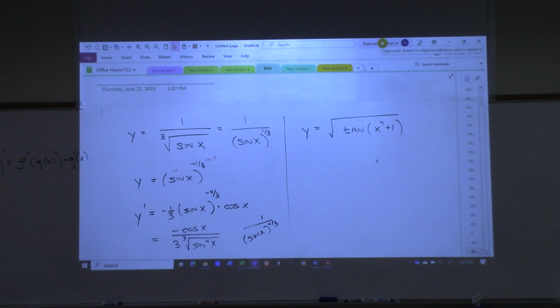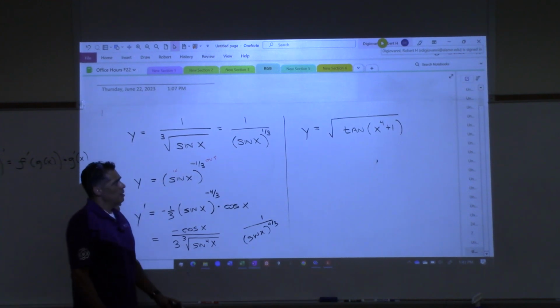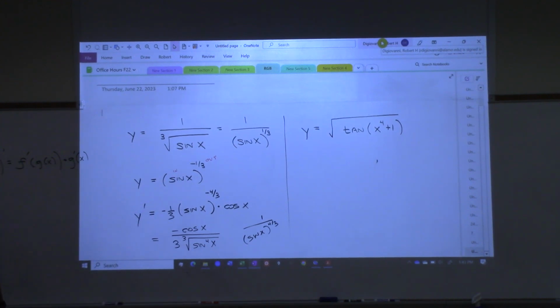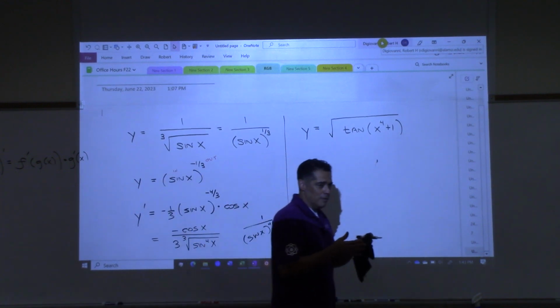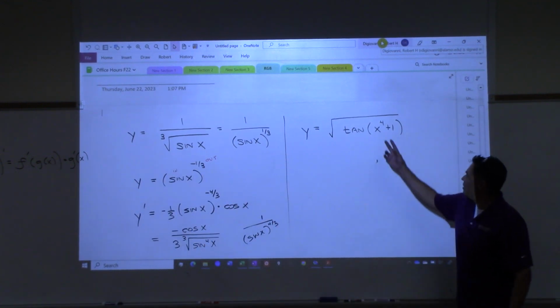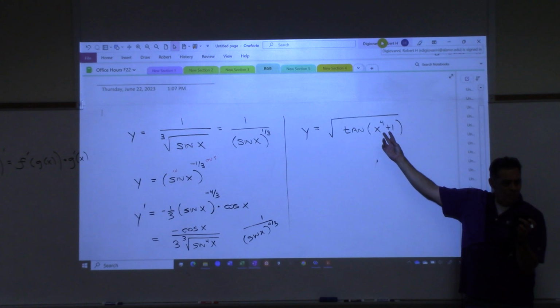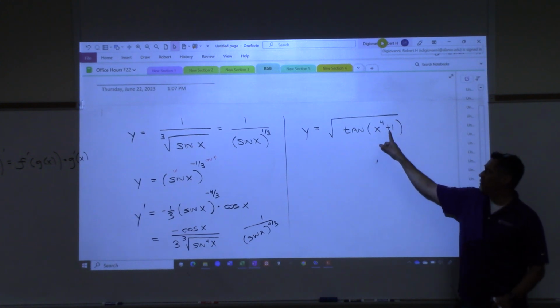When you look at that problem, I hope you recognize that we have more than just an inner and an outer. We actually have an inner, a middle, and an outer. It's a composition of three things. So what would be the inner one? X to the fourth plus 1. That's the inner one. If you plug x in, that's the first thing that happens.